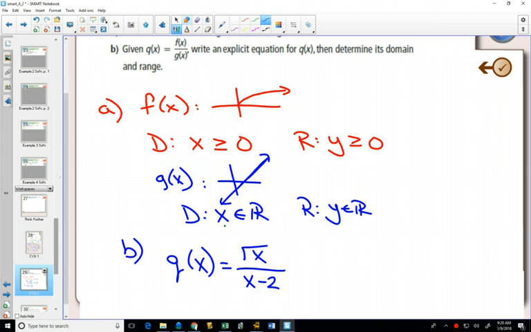So the domain is going to be the overlap of the two. So the overlap of the two says it only makes sense if x is bigger than or equal to 0. And then we have to check with dividing, are there any non-permissible values? And in this case, what can't x be? X can't be 2 because then you would divide by 0.